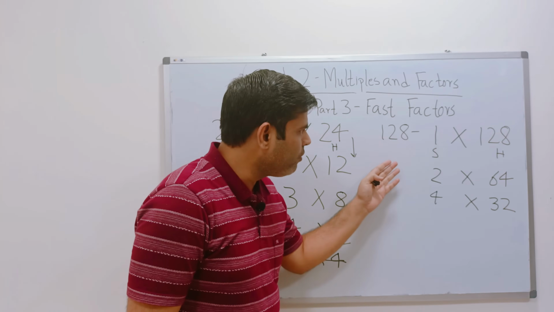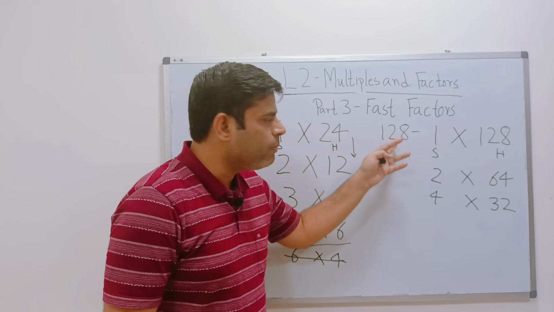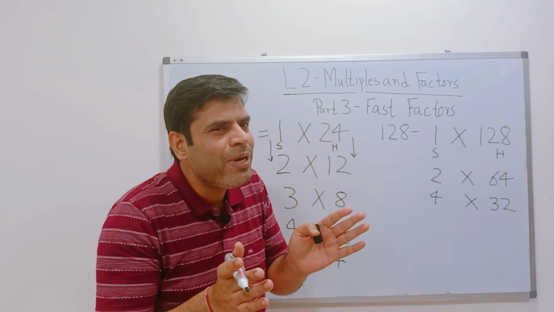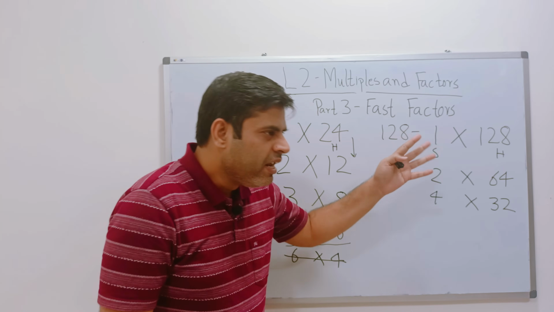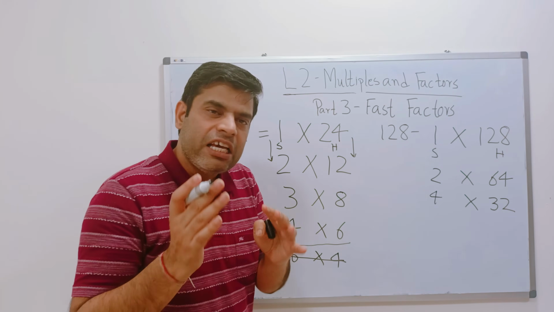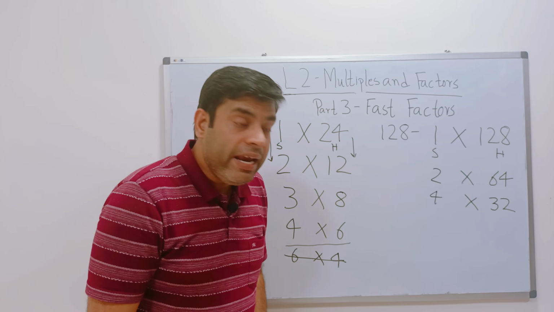Is it a multiple of 5? No, because it doesn't end with 0 or 5. Let's go to 6. Is it a multiple of 6? Not possible, because it's not a multiple of 3, so it cannot be a multiple of 6 also. 7 multiplied by 20 is 140, and 140 minus 14 is 126. It's 2 more than 126. No.